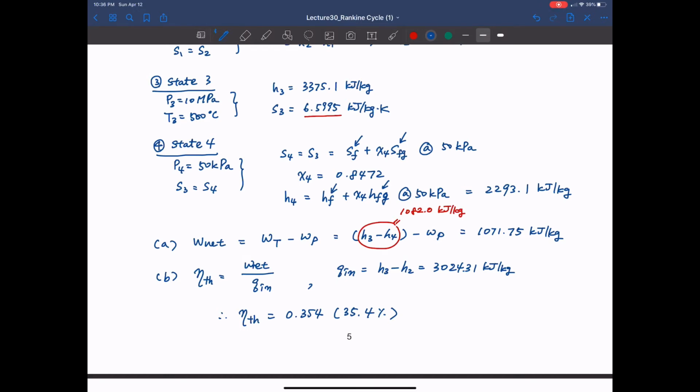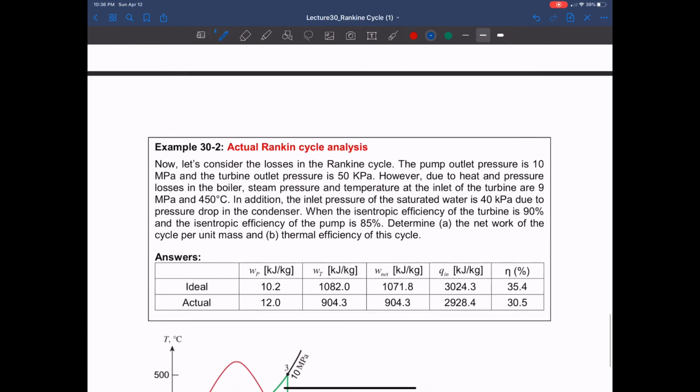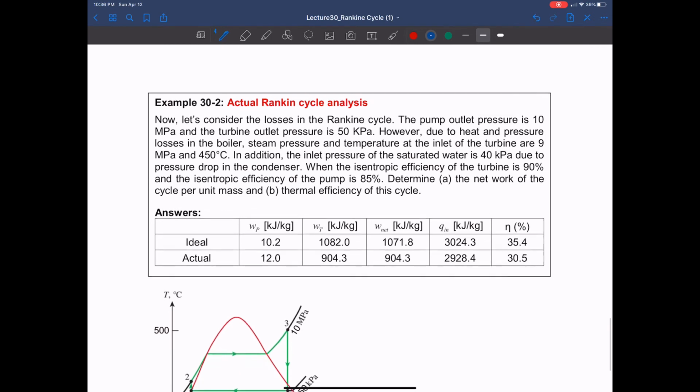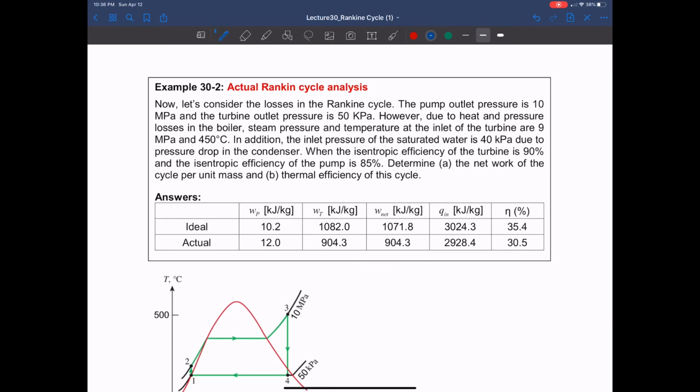Then let's think a little more about what would happen when this Rankine cycle becomes more realistic. Again, please pause this video lecture and try to read this statement. There are many loss factors, and please think about how to tackle those loss factors to calculate the realistic Rankine cycle.